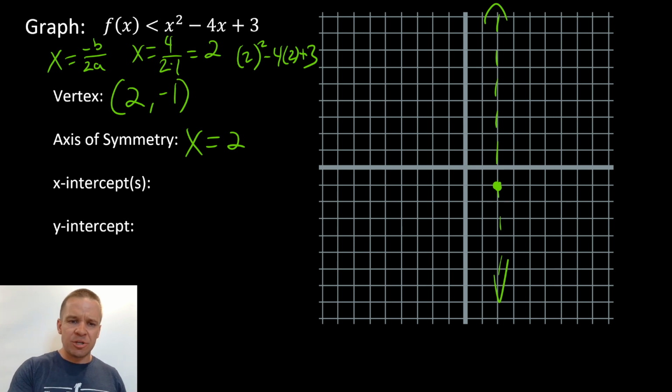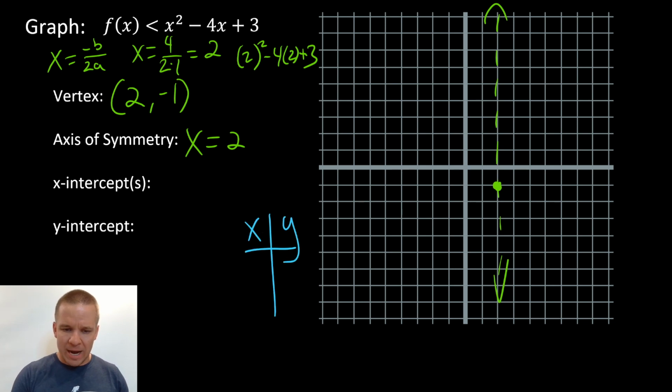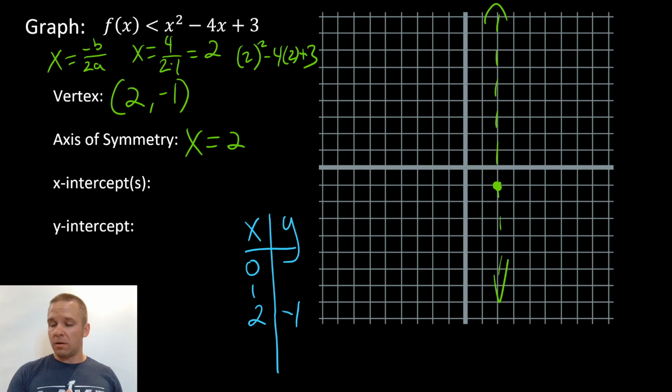How about I make a little t-chart? A little t-chart usually helps. So if I do that, I've got x, I got y. I know my vertex is 2, negative 1, so I'll throw that down here kind of in the middle of it. And then I could pick, how about 1 and 0? So if I plug in 1, I'm going to get 1 minus 4 is negative 3 plus 3 is 0. So we get 1, 0. And then if I plug in 0, everything's gone except for that 3. There we go. And then I can reflect those points over that axis of symmetry. That's the whole point of having that thing there.